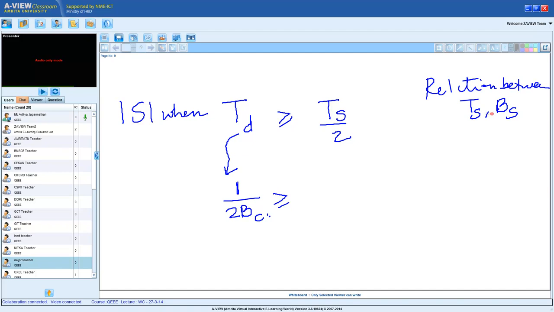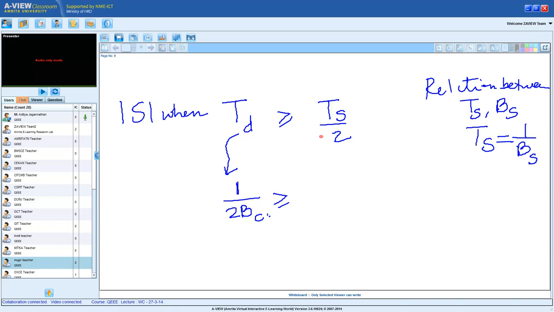What is the relation between the symbol time and the signal bandwidth? It's not a problem. People should know this from their basic undergraduate digital communication class. For instance, at a bandwidth of 1 kilohertz, what is the symbol rate I can transmit? Well, symbol time is exactly the inverse of the bandwidth, right? TS is basically 1 over BS. The complex symbol time, TS, is exactly equal to 1 over BS.